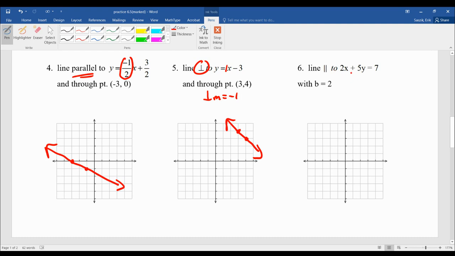Now here I got to do a little work because I got to find the slope. So I got to solve for y. So I'm getting y by itself. And who cares what this comes out to, because the only thing I'm taking from this is the slope. It says parallel, so that means the same thing. That's the y-intercept, so I go up to 2. And then I move with the slope. It's negative, so I go down 2 over 5.